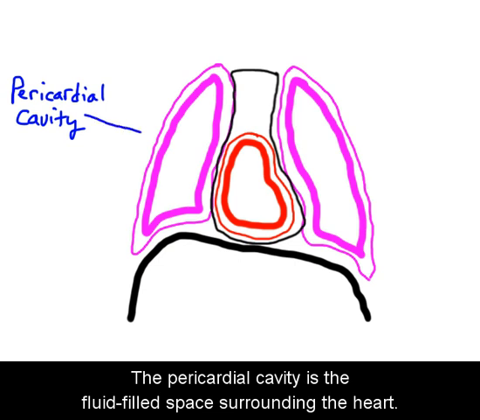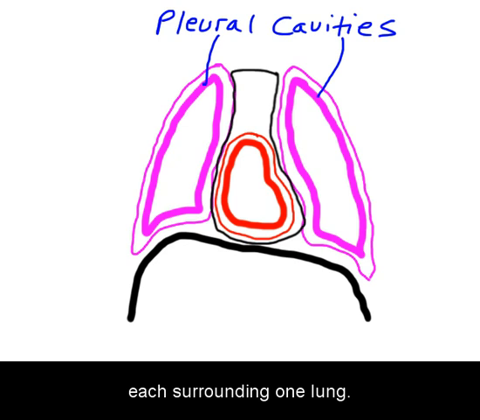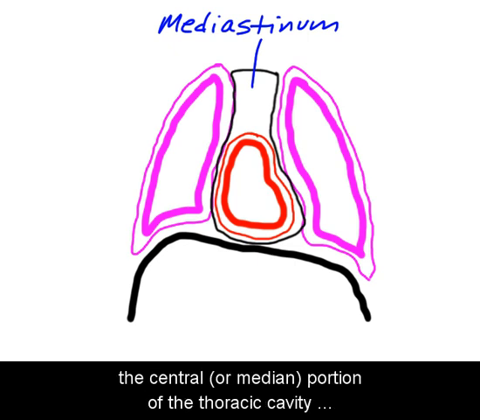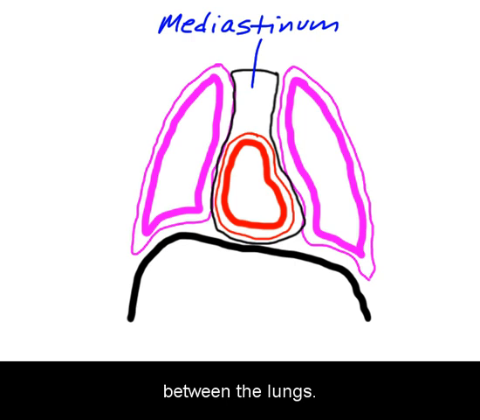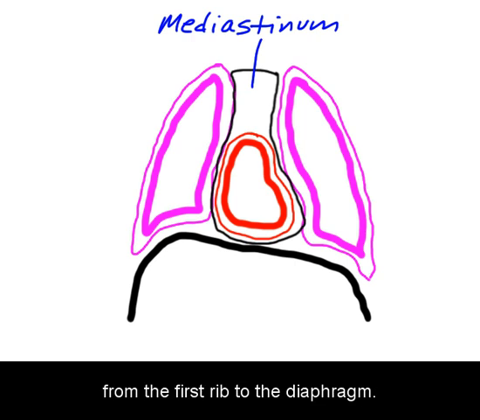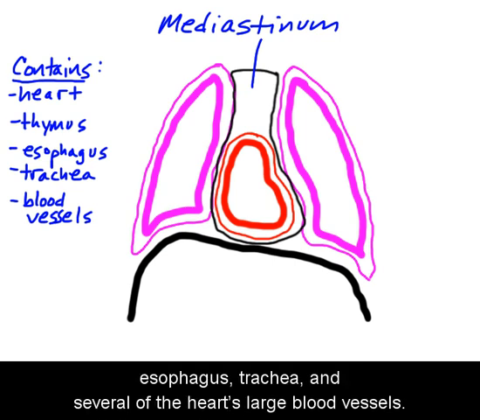The pericardial cavity is the fluid-filled space surrounding the heart. Each of the two pleural cavities is a fluid-filled space, each surrounding one lung. The mediastinum is an anatomical region located in the central or median portion of the thoracic cavity between the lungs. It extends from the sternum to the vertebral column and from the first rib to the diaphragm. The mediastinum contains the heart, thymus, esophagus, trachea, and several of the heart's large blood vessels.